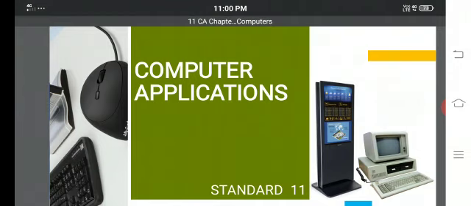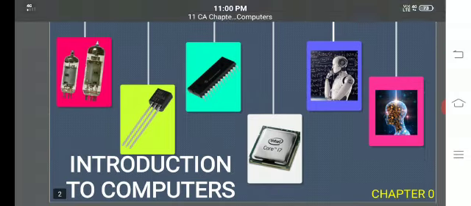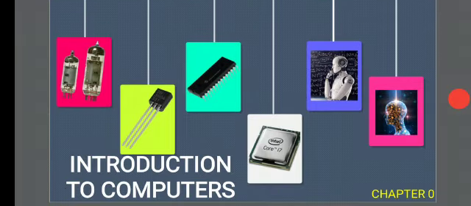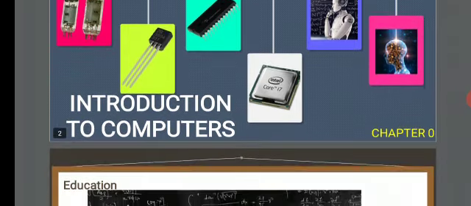Okay, chapter 1 of the first volume, computer applications. First is introduction to computers. In this chapter, we are going to see what the uses of computers are, what the generations of computers are, what the components of a computer are, and what the input units and output units of the computer are. That means the basics of the computer.